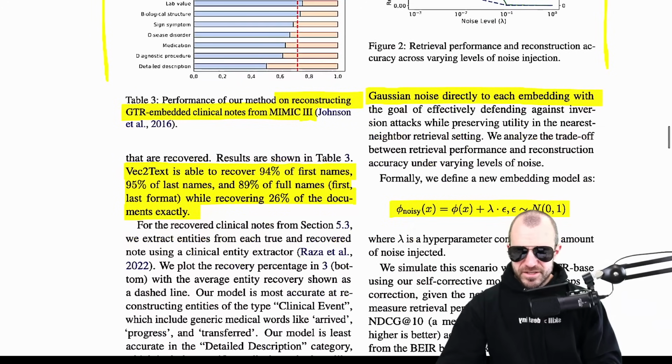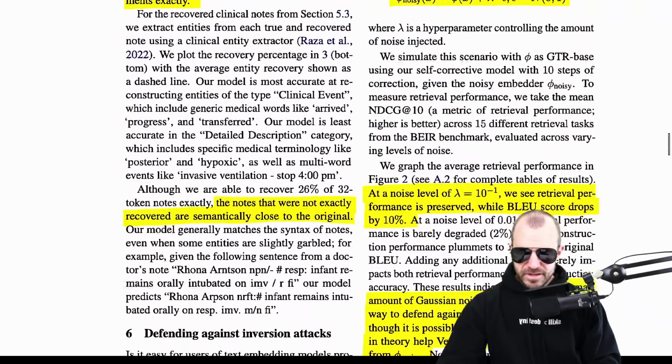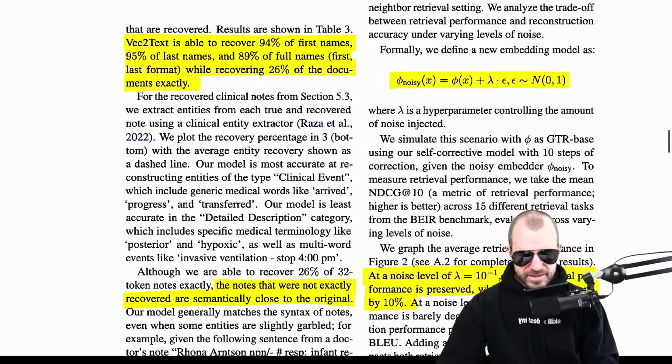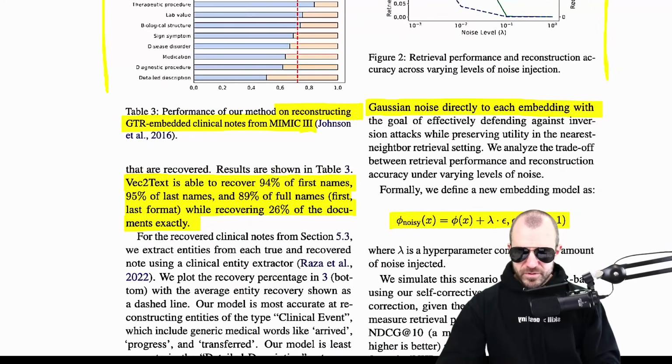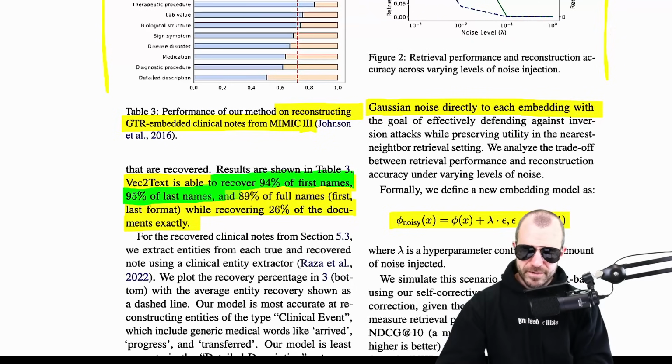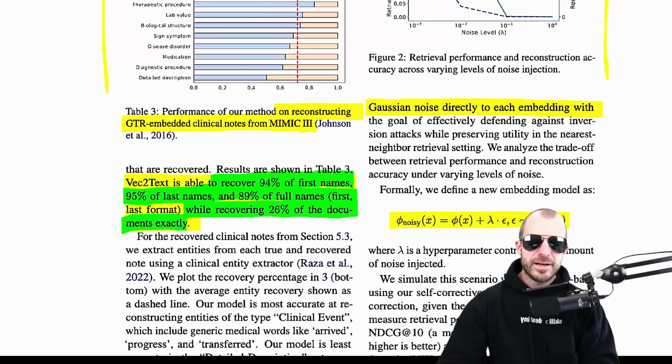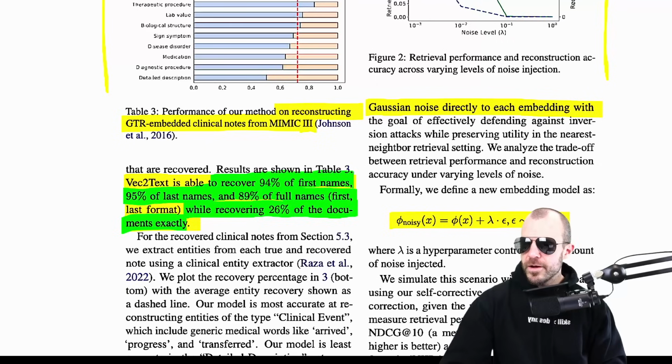They do an investigation into clinical notes, and what I found interesting is that they were able to recover 94% of first names, 95% of last names, and 89% of full names, while recovering 26% of the documents exactly. So even things like names, which you would expect to not be as well represented in these embedding vectors, can be recovered with quite high accuracy.